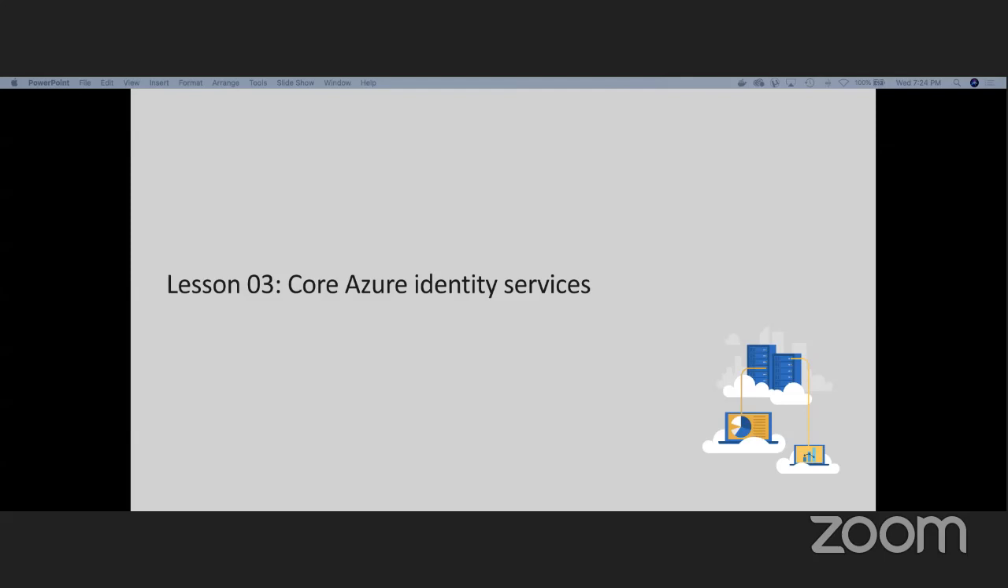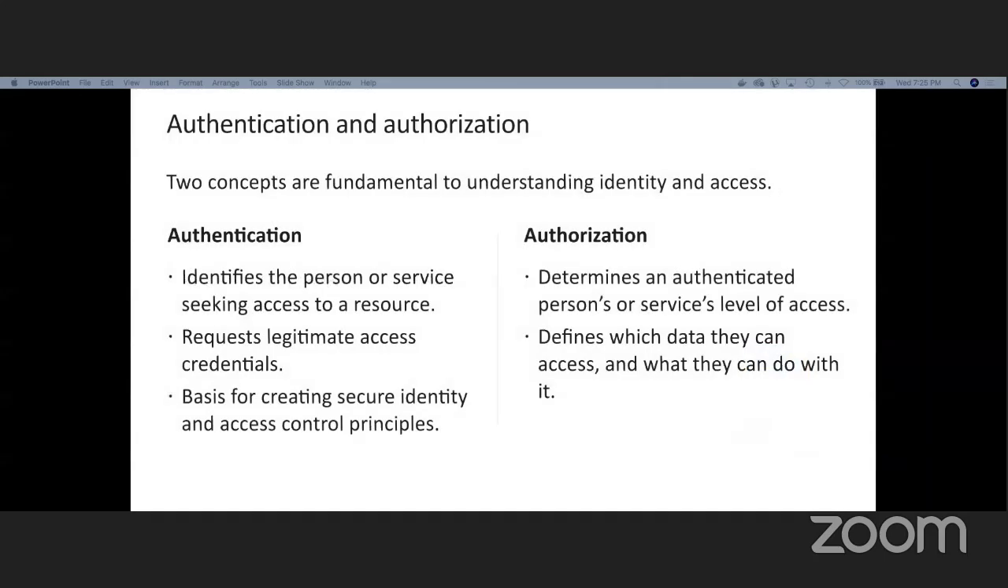Okay. So, yes, like you guys said, authentication is you have to prove that you are who you say you are. Okay, that's authentication, right? And authorization is that you have certain permissions to do something. So you have restrictions, permissions to access resources. That's what it means. So in this slide, there are two fundamental concepts to understanding identity and access. Authentication identifies the person or service seeking access to a resource. So you have to authenticate yourself.